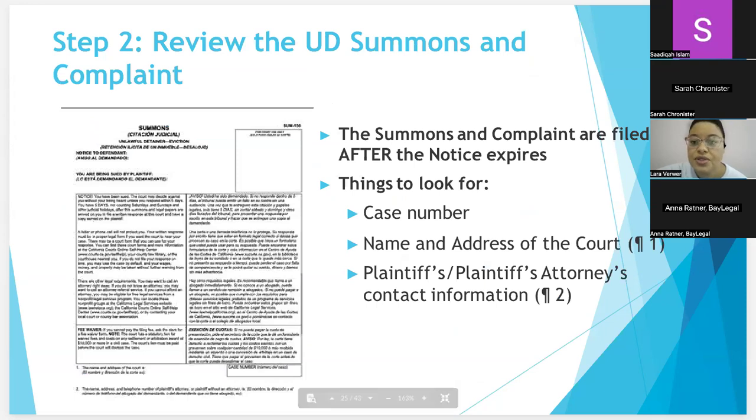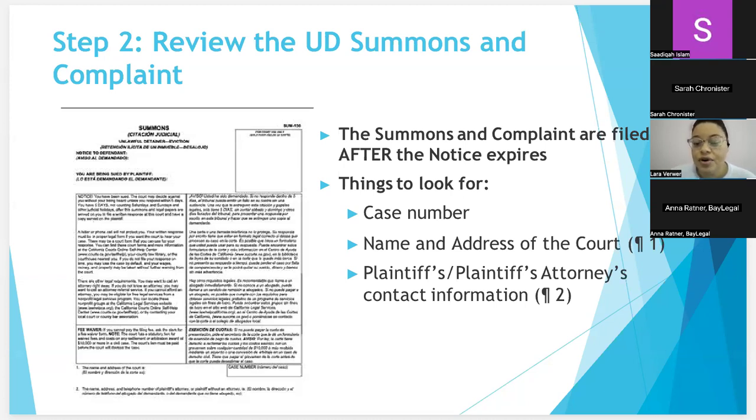So step two is reviewing the unlawful detainer summons and complaints. You want to review the summons and complaint thoroughly because it will help when it's time to fill out the answer. Some things to look for are the case number that will be on the summons and complaint, the name and the address of the court. So if it's in Santa Clara County, then the downtown Superior Court.